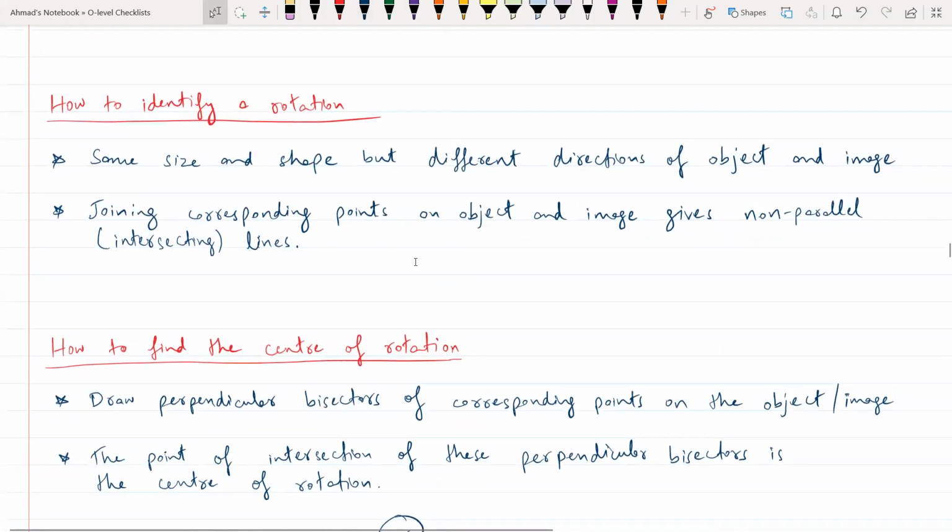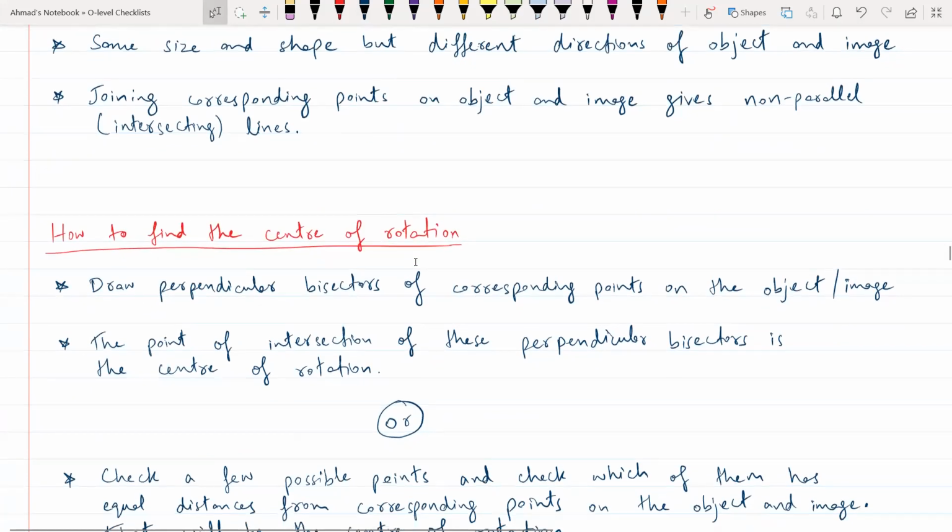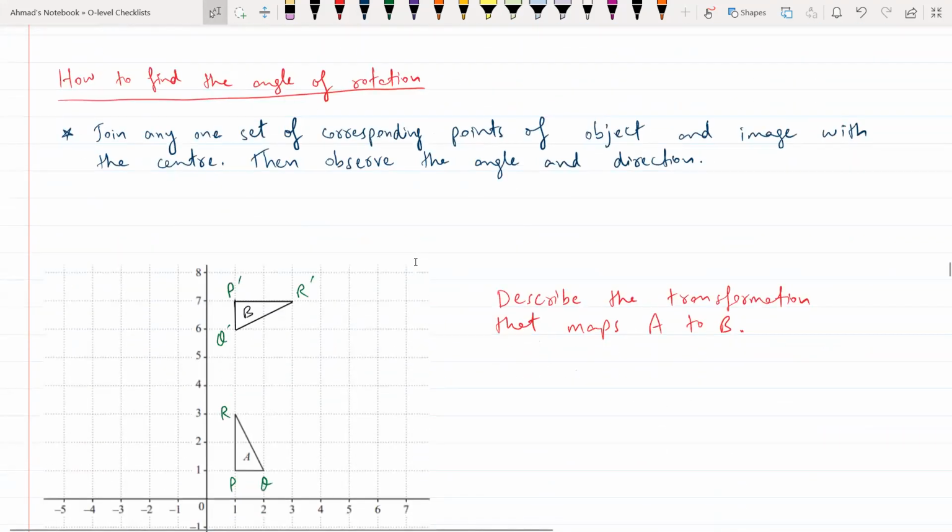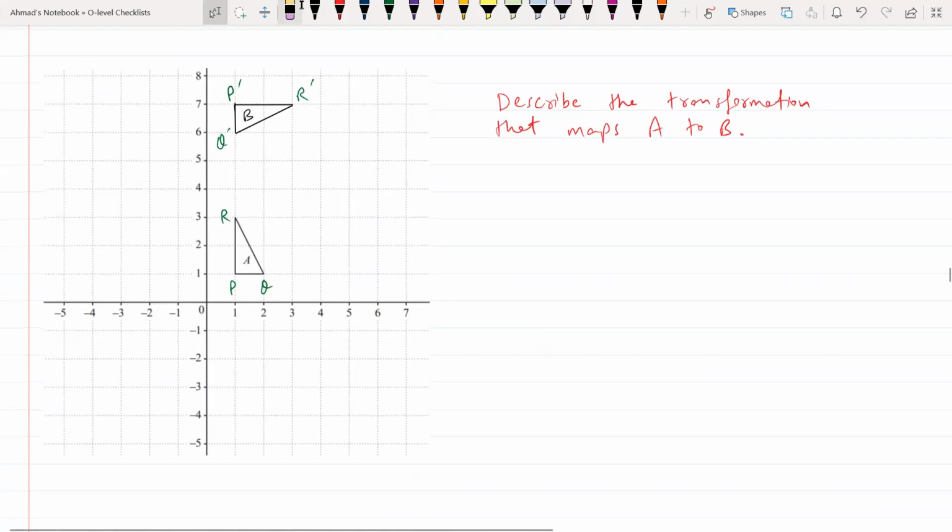How do you identify rotation now? Remember, इसके अंदर भी आपके size और shape same रहते हैं, they do not change. However, the direction is different. So how do you differentiate between a rotation and a reflection? आप corresponding points को join करते हो, जो result आना चाहिए वो non-parallel lines होनी चाहिए, वो parallel नहीं होनी चाहिए. ठीक है? Then if they are not parallel, that means it's a rotation. So for instance, let's say you have this figure here. ठीक है? So you have to describe this transformation that maps A to B. How do you figure this out? Now it could be a reflection, it could be a rotation, although it does look like a rotation, to be honest, but let's just verify.